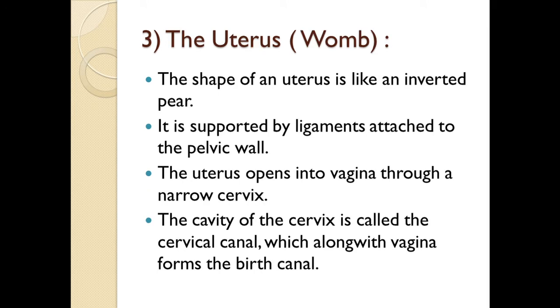The third most important part is the uterus. The shape of the uterus is like an inverted pear. There is a single uterus, which is supported by ligaments or connective tissues attached to the pelvic wall. The uterus opens into the vagina through a narrow cervix. The cavity of the cervix is called the cervical canal, which along with the vagina forms the birth canal.